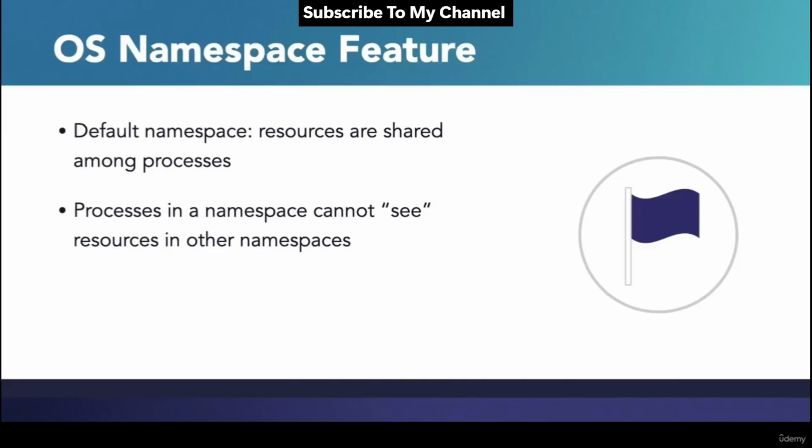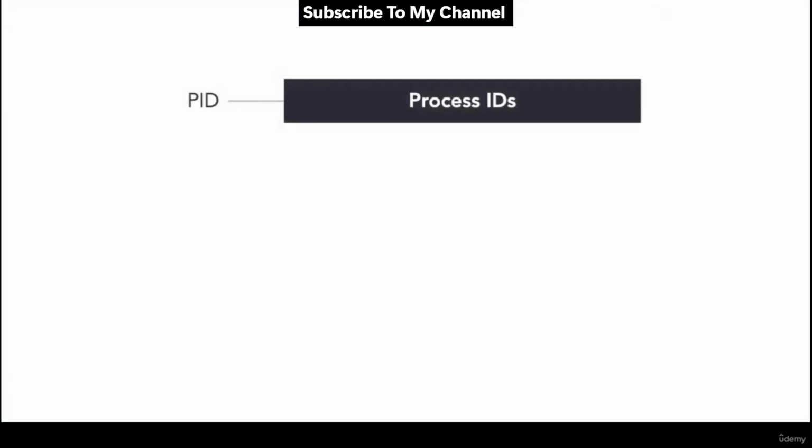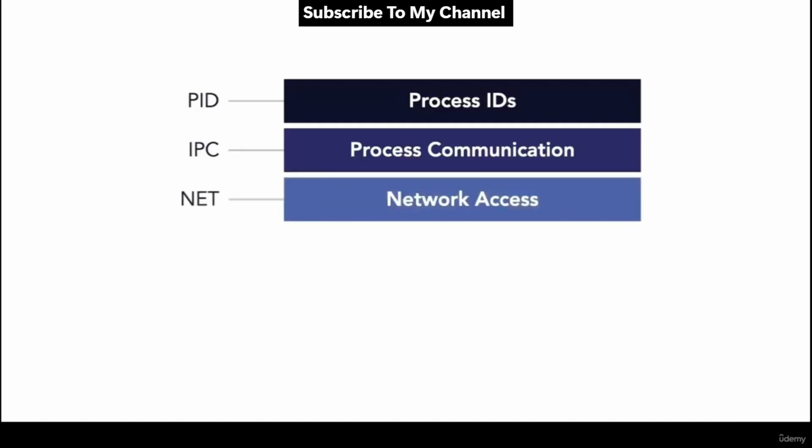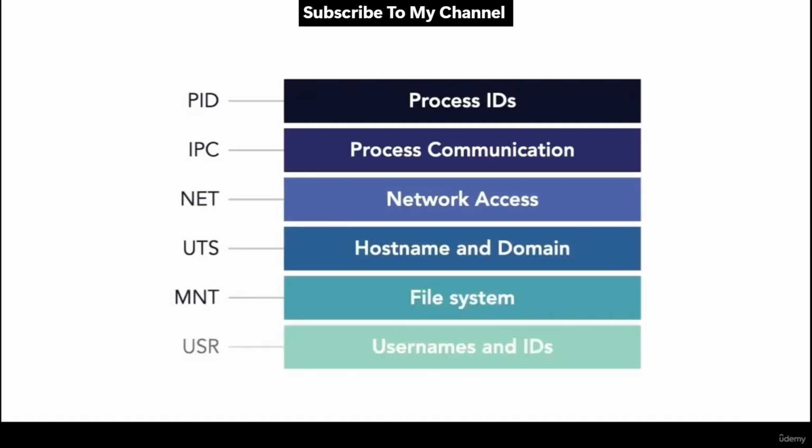Likewise, a process running in a namespace will see its own version of the hostname, which will be different from the hostname seen by the processes in another namespace. Obviously, all of these processes are running on the same host machine. Different types of namespaces focus on different types of resources. For example, PID for process IDs, IPC for inter-process communication, Net for networking access, and so on.